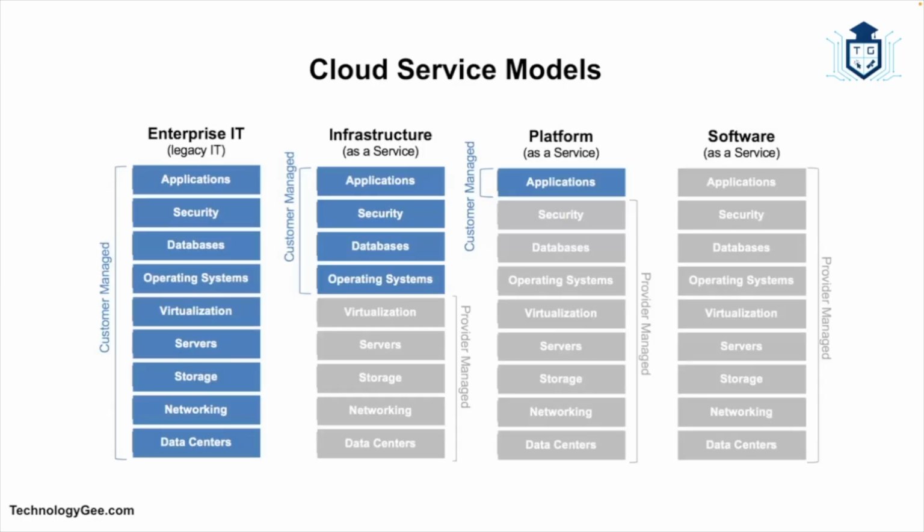Now, if you're lost and confused, here is a graphic explaining the differences between legacy enterprise, or basically on-premise IT infrastructure, versus infrastructure as a service, platform as a service, and software as a service. And basically everything that is in blue is the stuff that you are in charge of, and everything that is grayed out is the stuff that the provider is in charge of.